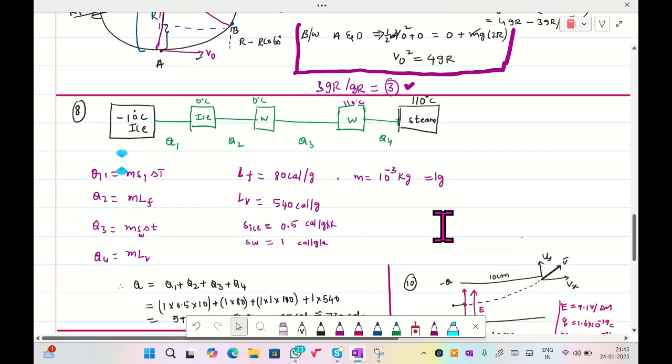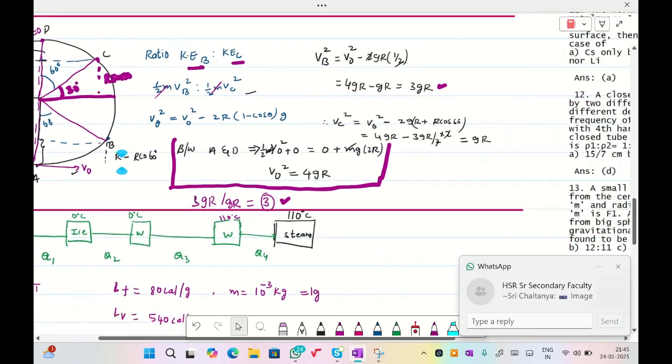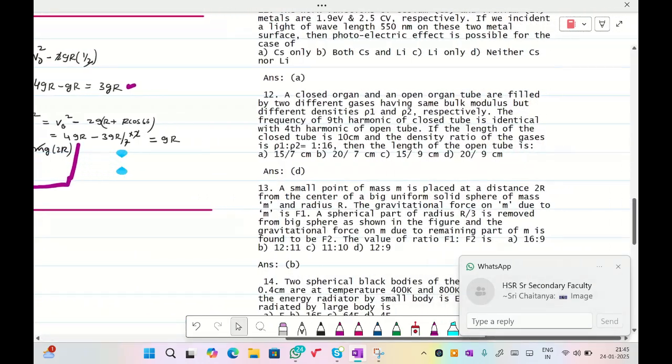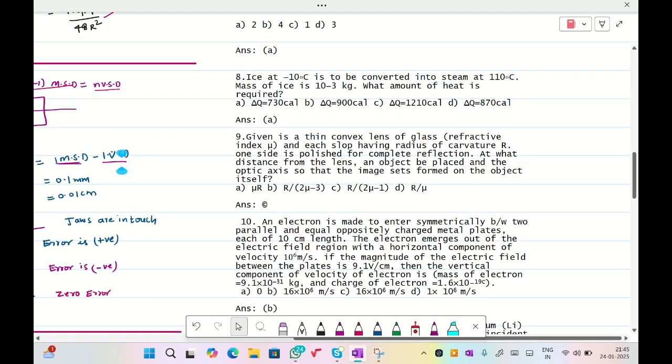Now coming to the 8th question. Ice at minus 10 degree centigrade is converted into steam at 100 degree centigrade. Here you have to find out, in the 8th question, part C, converted into steam at 110 degree centigrade.